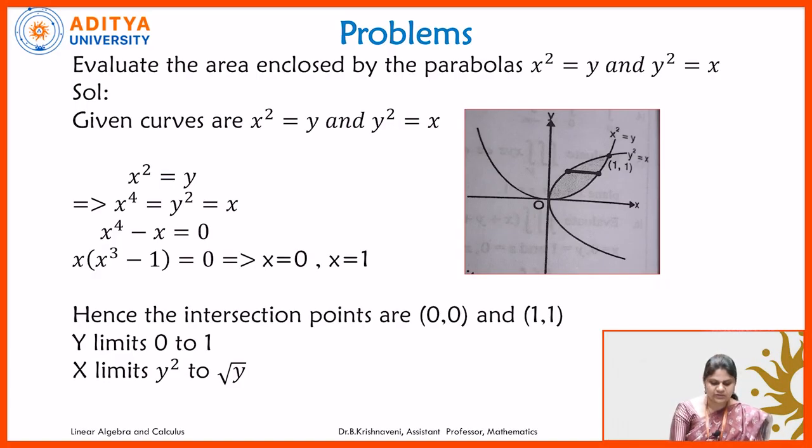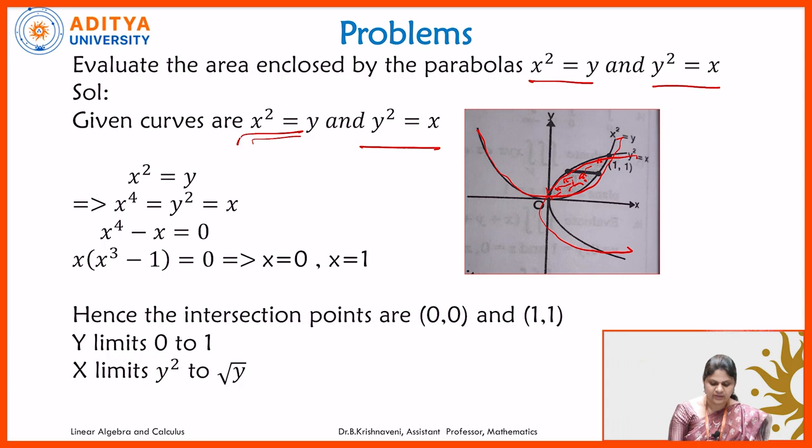So now let's see a question on this. Evaluate the area enclosed by the parabolas x square is equal to y and y square is equal to x. First let's get the area bounded by these two curves. One is a parabola symmetrical to the y-axis, x square is equal to y, and the other is a parabola symmetrical to the x-axis, y square is equal to x. The area bounded by these two curves is the dotted area.